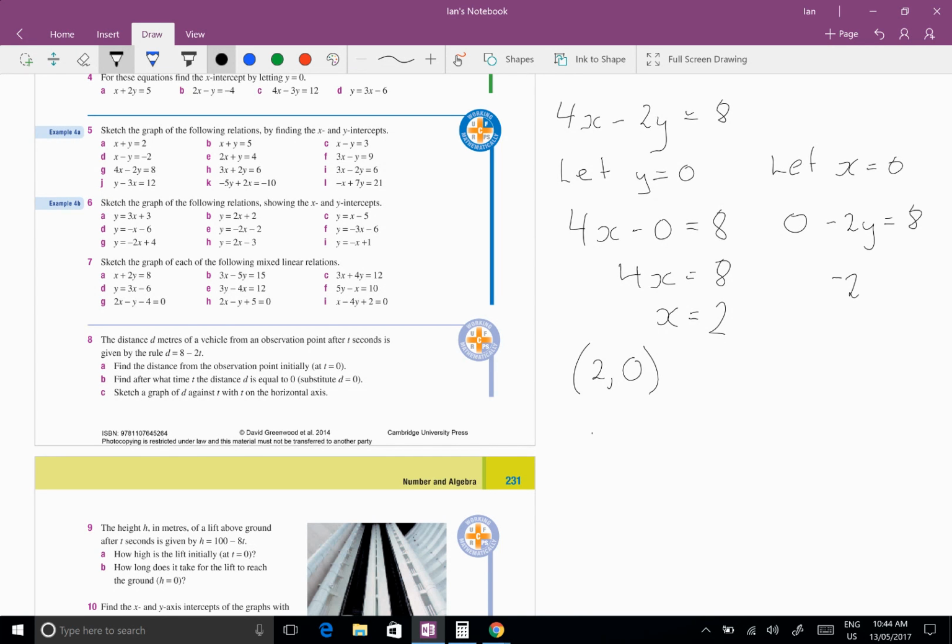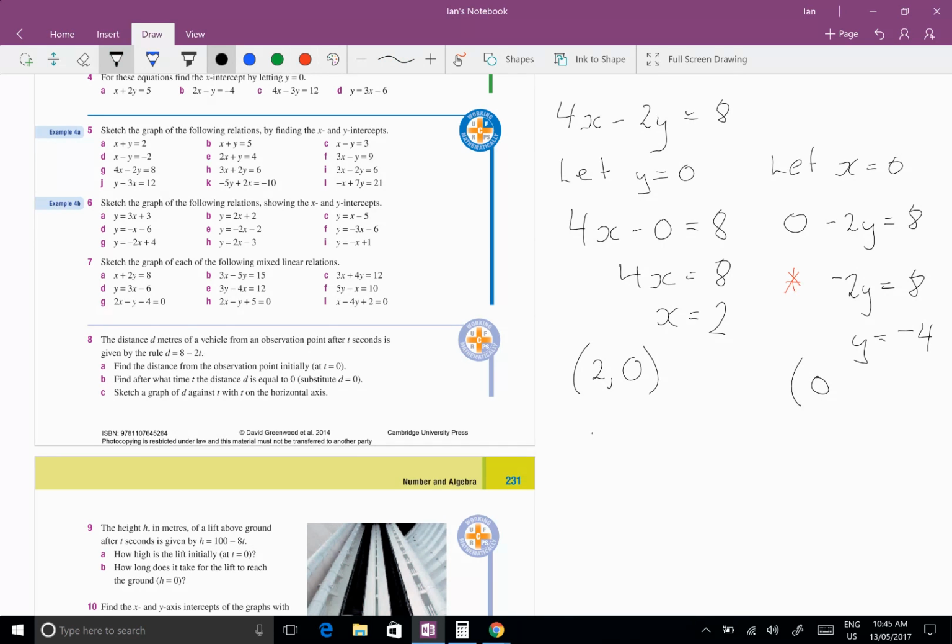That gives me negative 2y equals 8. Divide by the negative 2, and y equals negative 4. So you can see it's a bit dangerous here, because if I accidentally left that negative off, I'd get a different value for y, and because I've only got 2 points, it would form a straight line, but it wouldn't be the correct one. So yes, it's a dangerous method, this.